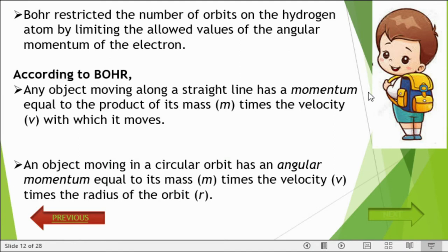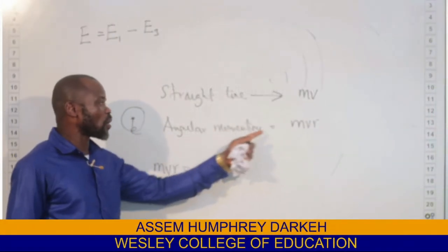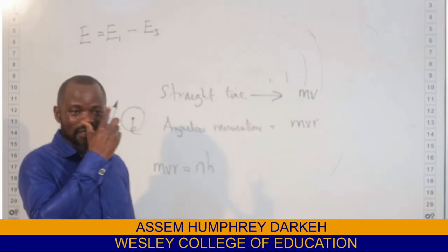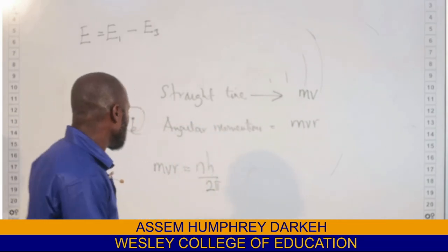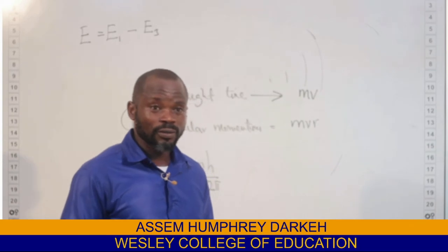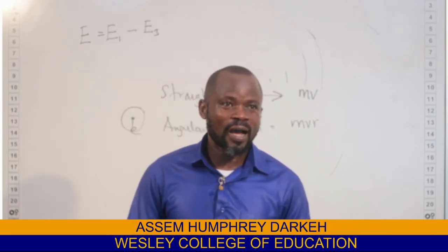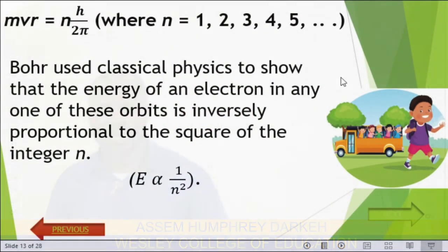Thus, we can confidently write from our assumptions that mvr, since the electrons are in orbit, they will have an angular momentum. This mvr is an integral multiple of Planck's constant h divided by 2, and here we add the pi to it. So this is simply the same as the angular momentum of the electron: nh over 2 pi is equal to the angular momentum of the electron in the orbit. And n takes values of 1, 2, 3, 4, 5, up to the number of orbits that you have.